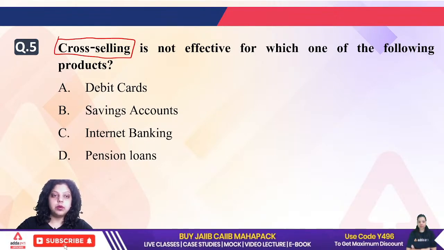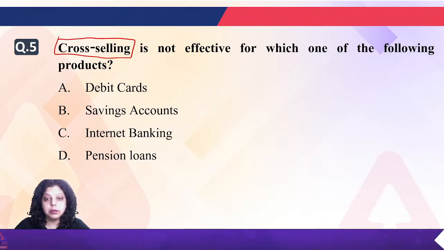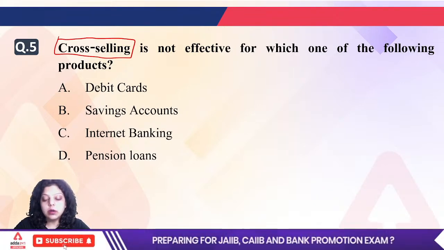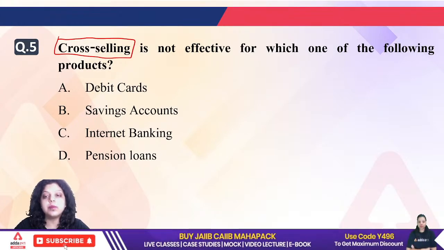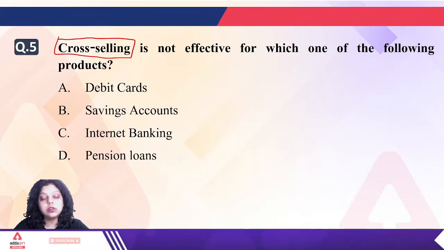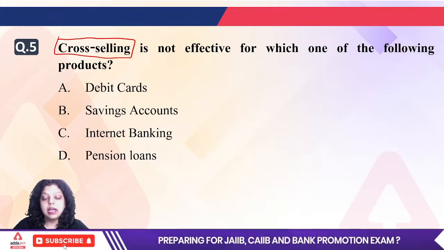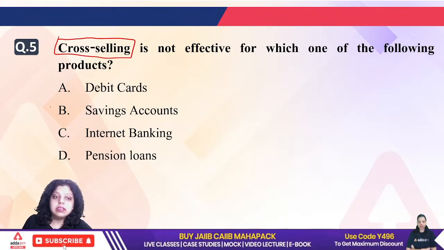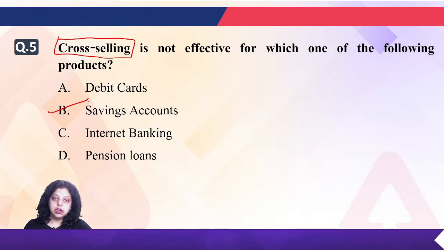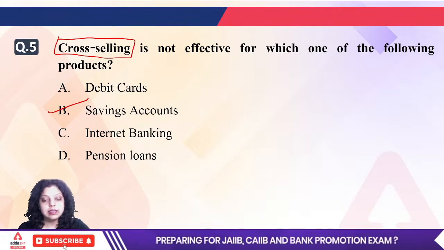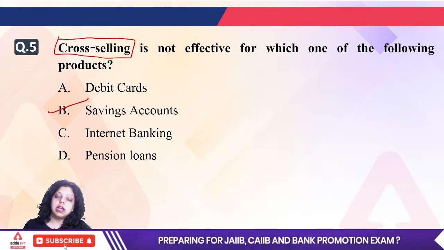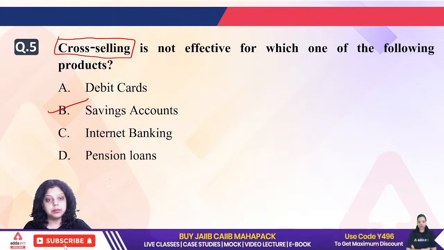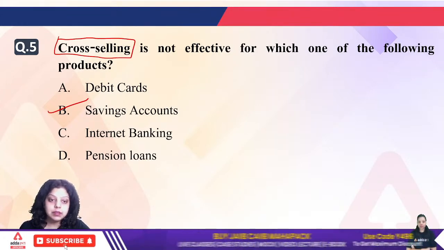Which of the following products will you not be able to sell? Cross selling is a sales technique which involves selling additional products or services. When you are selling additional products or services with your existing product, that is known as cross selling. So the right answer will be savings account, because in a savings account cross selling is not effective. It is effective with the debit card, internet banking, and pension loan, but not with the savings bank account.